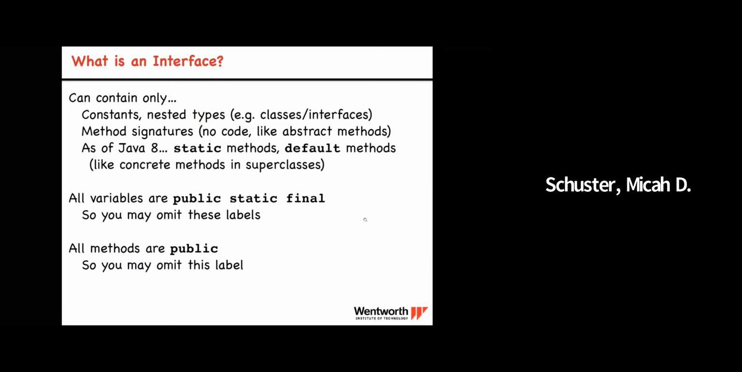You don't even put them in. If you make a variable, it is automatically public static final. And all methods are automatically public. So you can't put a protected method or a private method into an interface. And you actually omit the public as well. So interfaces make it a little bit easier to mess with, because you can omit all of this stuff and just put the signature the way that you want it.